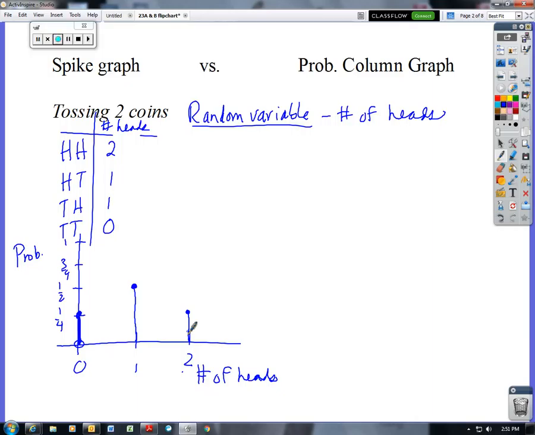Maybe what's confusing, I bet I didn't write this probability distribution very well. No, it's good. Sorry, I'm thinking a little bit.